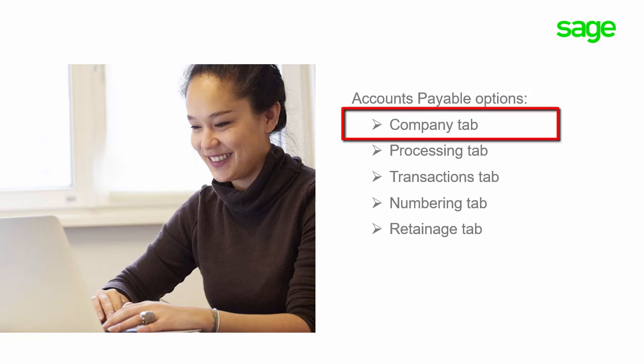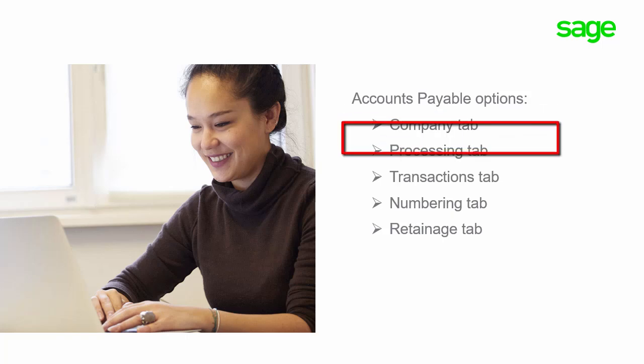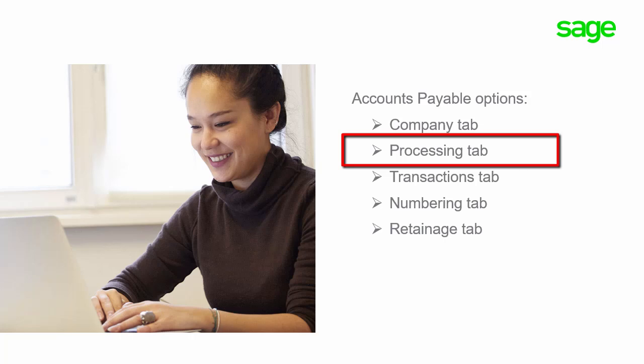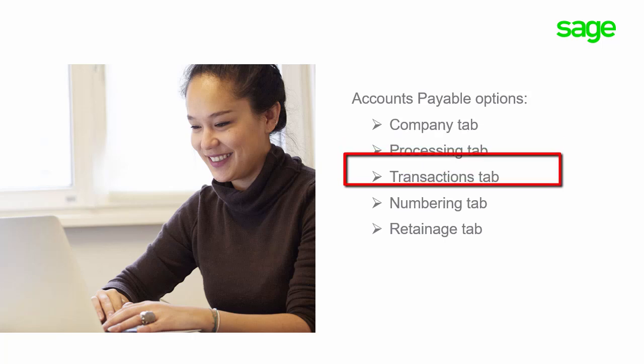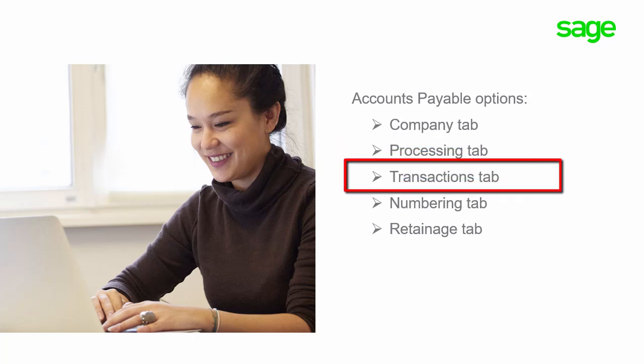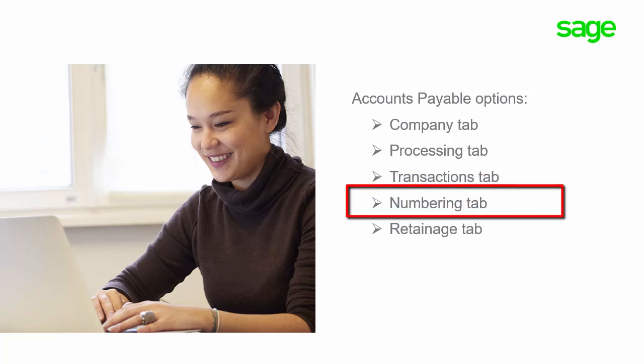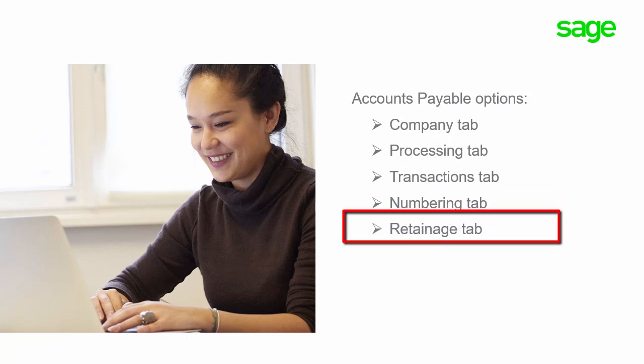You can define the company information in the Company tab. You can define the processing options within the Processing tab. You can define how transactions are to be processed in the Transactions tab. You'll also specify how documents are to be numbered in the Numbering tab. And finally, you can define how retainage is to be configured within the Retainage tab.